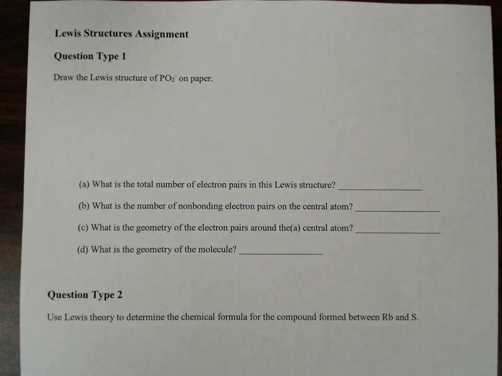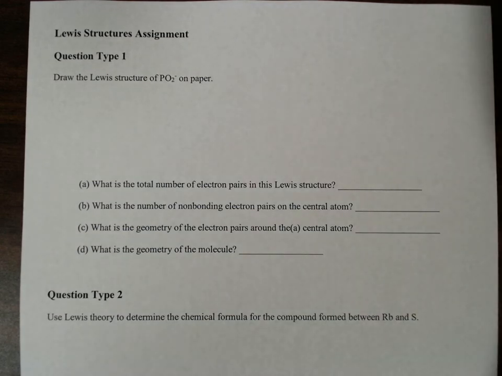There are three types of questions in a Lewis structure assignment. Question type 1 is going to give you a formula and ask you to draw a Lewis structure and then answer some questions from that. There's a lot of these. Alright, so here's one of the examples.